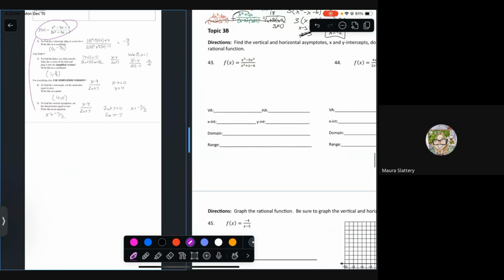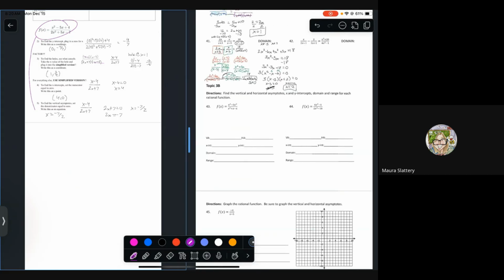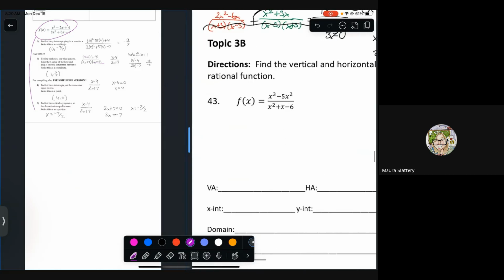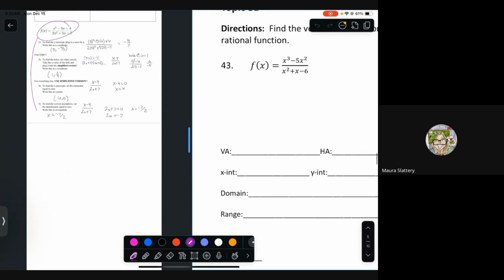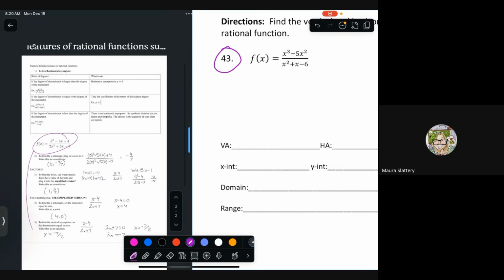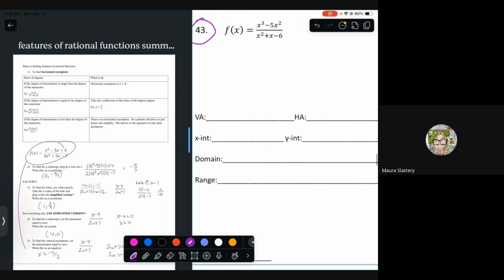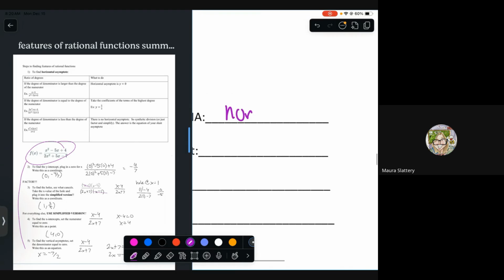All right, so we're starting out with this function. We have to find all this stuff, right? So finding the horizontal asymptote, we have to look at the degree of the numerator versus the degree of the denominator. The degree of my numerator here is 3. The degree of my denominator is 2. So it's bigger on top, which means that I actually do not have a horizontal asymptote.